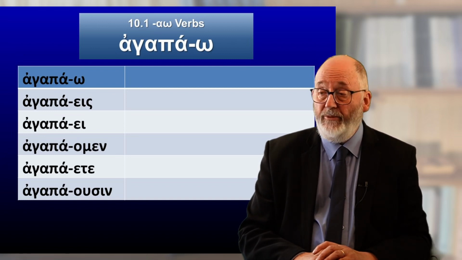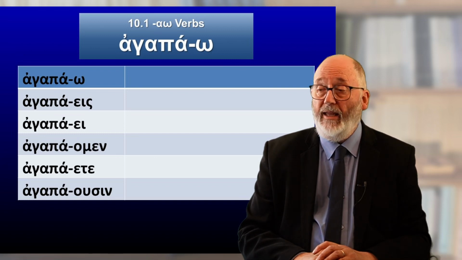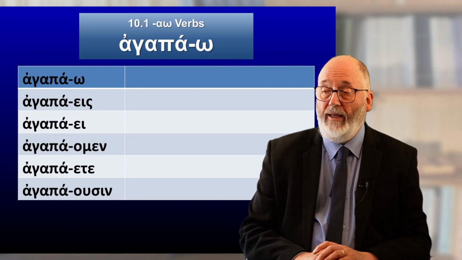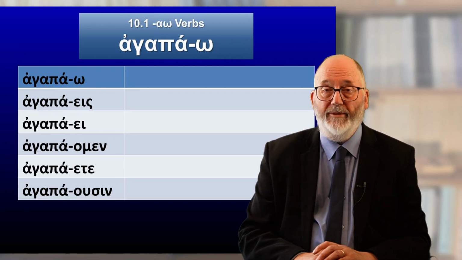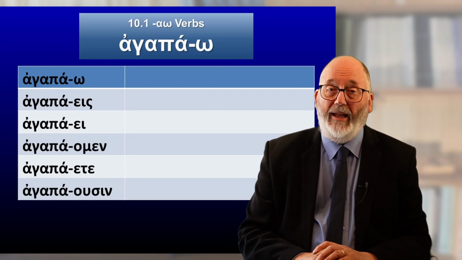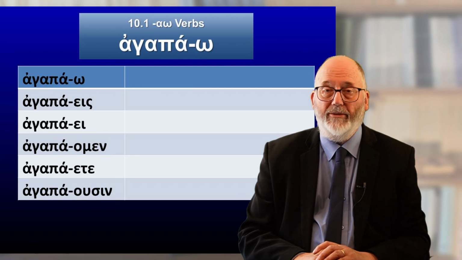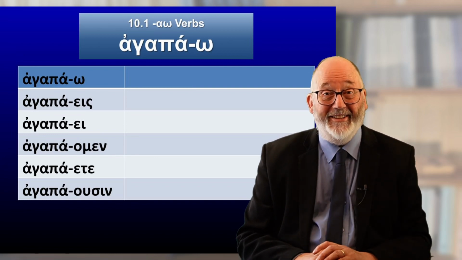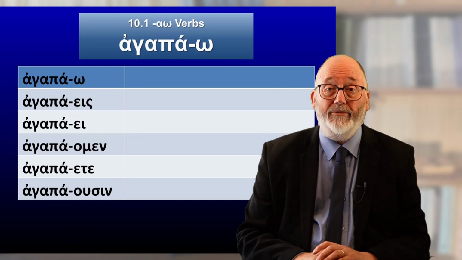As you can see, if we just add the normal present tense verb endings, we get ἀγαπάω, ἀγαπάεις, ἀγαπάει, ἀγαπάομεν, ἀγαπάετε, ἀγαπάουσιν. Now, when we have alpha interacting with omega or iota or upsilon, interesting things happen. We can show what these are by a set of rules.